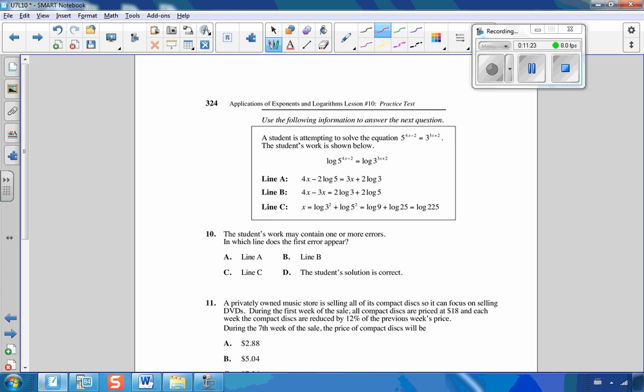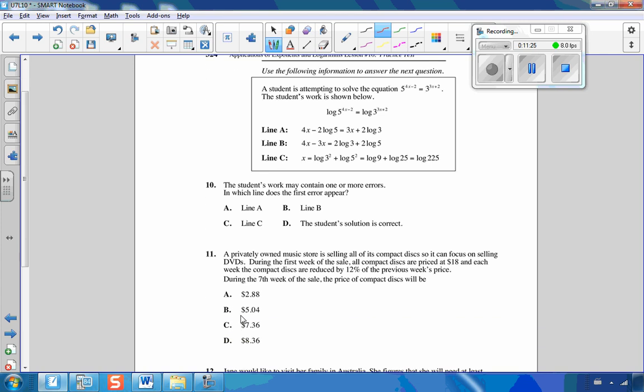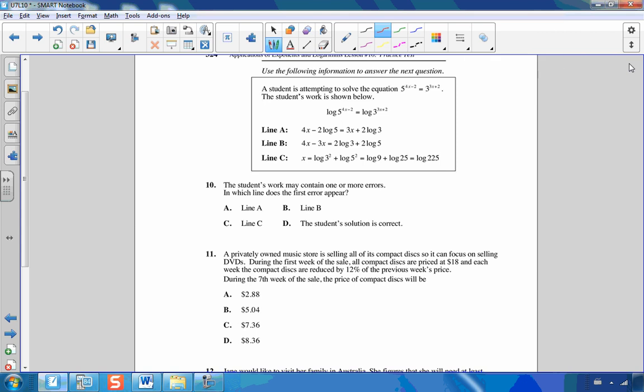Okay, number 10. So a student is attempting to solve these equations. The work is shown below. We need to find out if they made an error or not. Okay, so it looks like what they started to do is they took the log of both sides. And they're probably doing this so they can get the exponents down, so that's good. So they bring the exponents down, and right away I'm a little suspicious because I always tell you guys to put brackets around it. And looking at that, yes, they didn't put brackets around it.